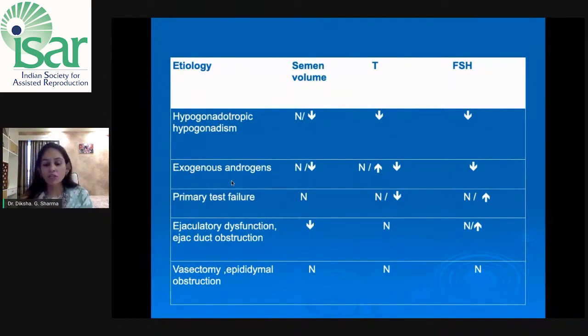Coming to ejaculatory dysfunction or ejaculatory duct obstruction, that is an obstructive etiology. The semen volume can be on the lower side, but the hormones will usually be normal. Similarly, in cases of vasectomy or epididymal obstruction, the volume will basically give an indication whether it's a higher obstruction or a lower obstruction. If the obstruction is at the level of the vas or epididymis, usually the semen volume won't be affected. Whereas if there's an ejaculatory duct obstruction or ejaculatory dysfunction, then the semen volume can be low, while testosterone and FSH will not usually be affected in cases of obstructive etiology.